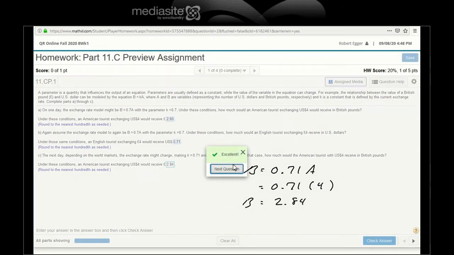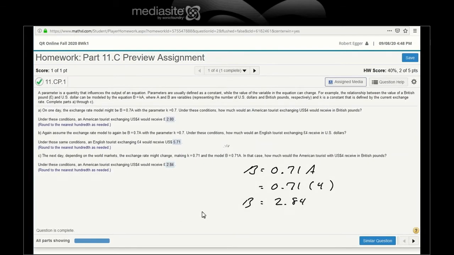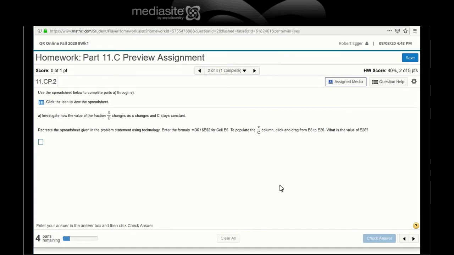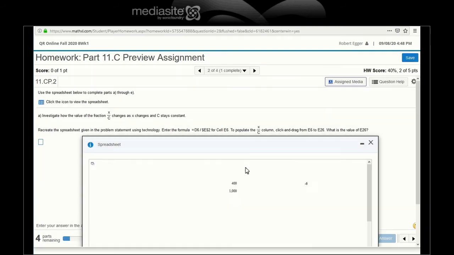Wow. Here we go. Excellent. So the bandwidth is being used up. Pretty impressive. Okay, use the spreadsheet below to complete parts A through E.